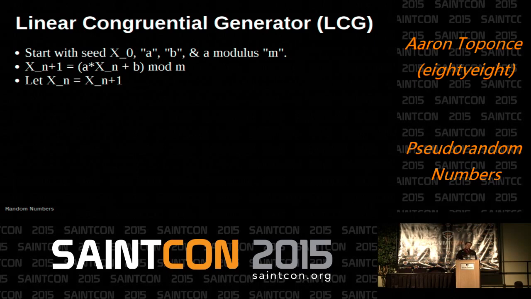So we're going to take a seed, x naught, a scalar a, a constant b, and then, of course, a modulus m. So the generator is defined as x sub n plus 1 equals a times x sub n plus b mod m. And then we let x sub n equal x sub n plus 1. So our new seed was our previous output.